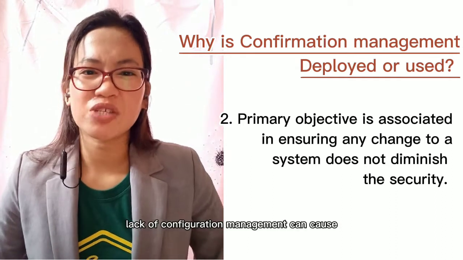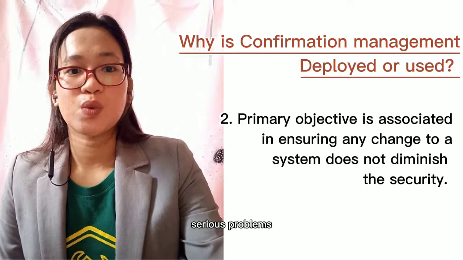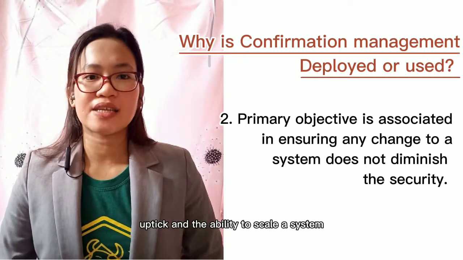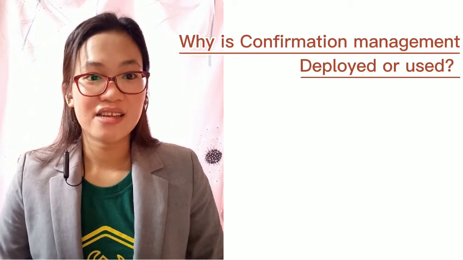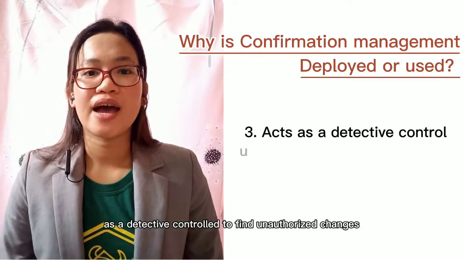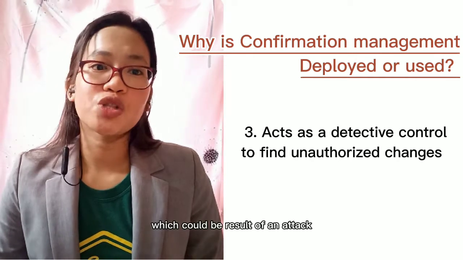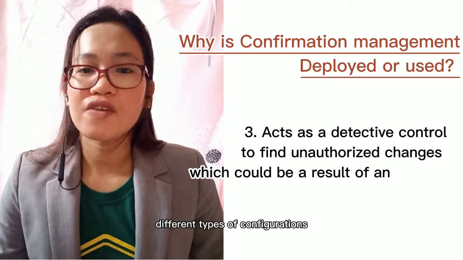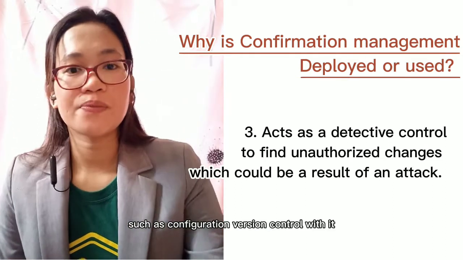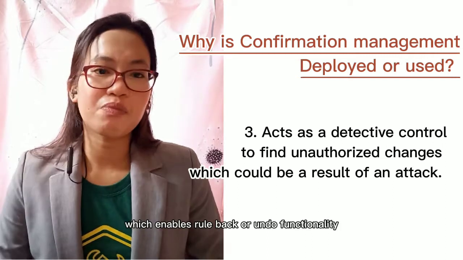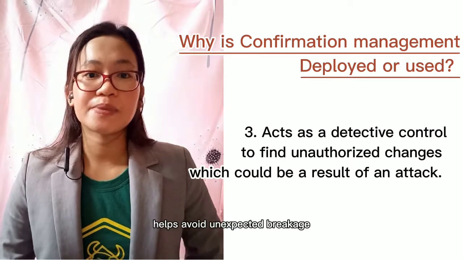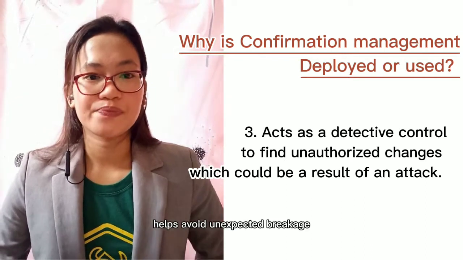Lack of configuration management can cause serious problems with reliability, uptime, and the ability to scale a system. Third but not the least, it acts as a detective control to find unauthorized changes which could be the result of an attack. Different types of configuration, such as configuration version control, enable rollback or undo functionality to configuration, which helps avoid unexpected breakage.